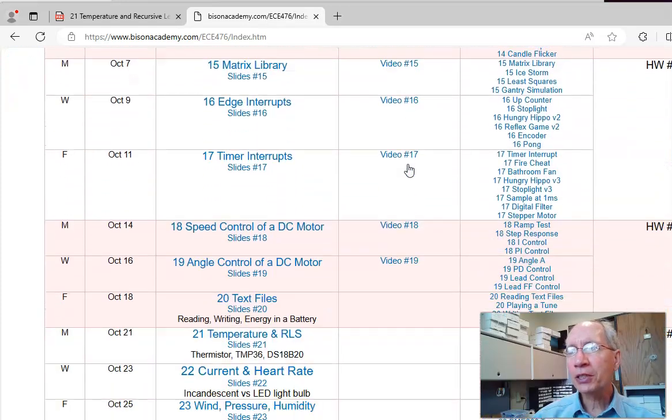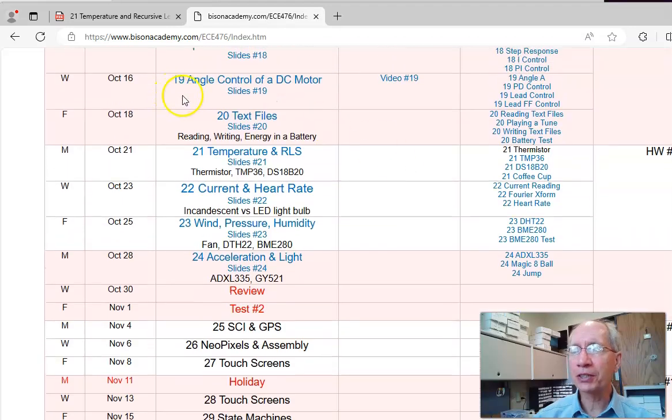The next couple lectures, we're going to be looking at different types of sensors. So the previous lecture, we looked at text files, how to record data to a file. And the next couple lectures, we'll look at measuring temperature, current, heart rate, wind speed, air pressure, humidity, acceleration, light, position, GPS, stuff like that. Different types of ways to measure different parameters using a Raspberry Pi Pico.